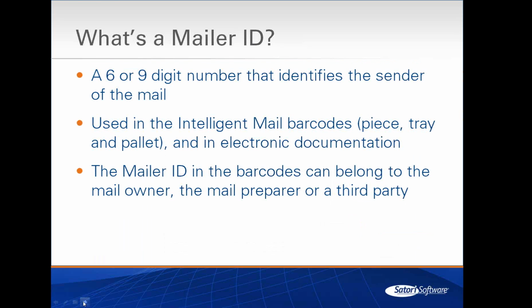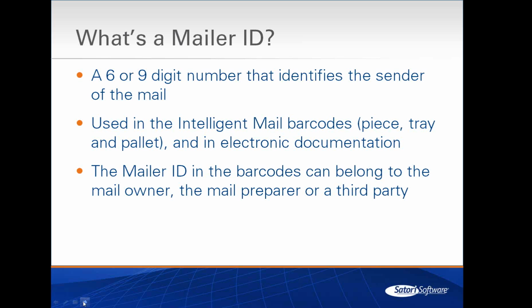So now let's talk a little bit about the mailer ID. You will need the mailer ID in addition to your CRID, and the mailer ID is a 6 or 9-digit number that identifies you as the sender of the mail. It's basically just used in your Intelligent Mail barcodes, and it links that barcode back to your electronic documentation.